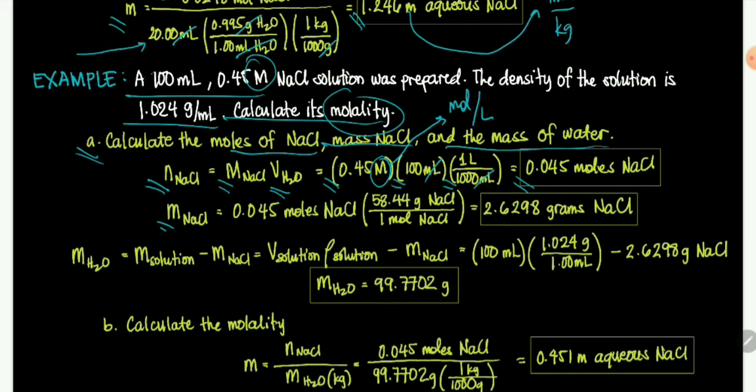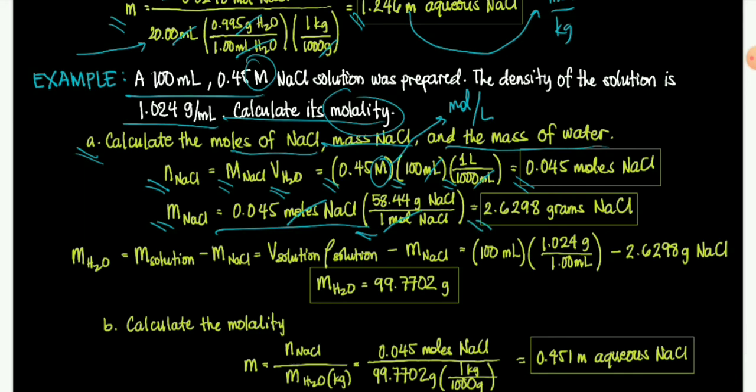Okay? So for the mass of sodium chloride, i-multiply lang natin yung number of moles sa kanyang molar mass. So that's 0.045 moles of sodium chloride times 58.44 grams of sodium chloride per mole of sodium chloride. So makakancel yung moles. Okay? So makuha natin ay 2.6298 grams NaCl.